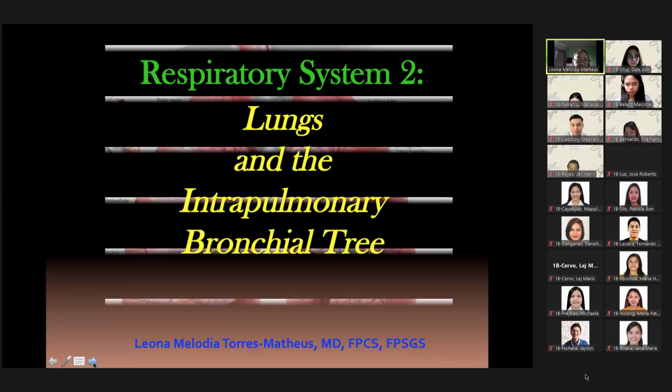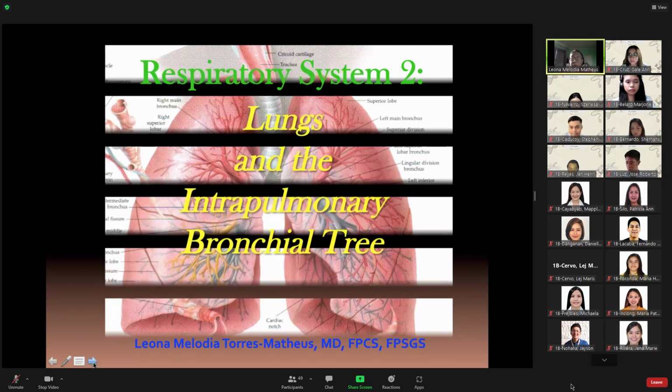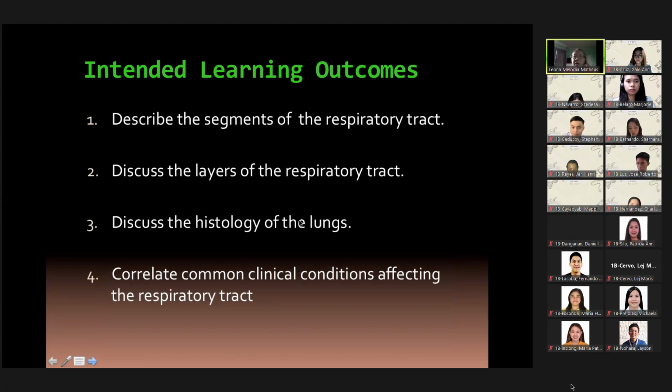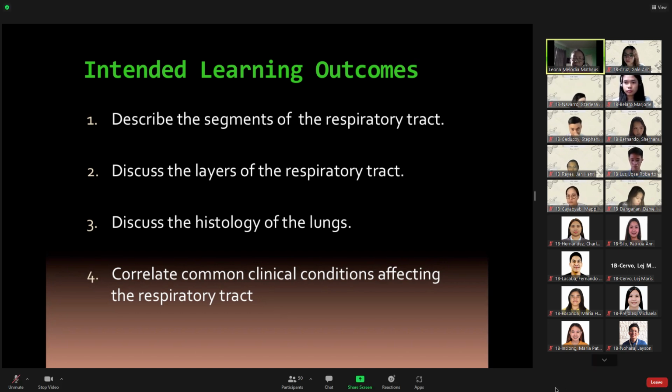Okay, so this is the picture of your lungs. The learning outcomes are first to know the segments of what we call your respiratory tract, the layers of the respiratory tract, and we'll discuss briefly the histology of the lungs itself, and we're going to correlate some clinical conditions related to the respiratory tract.